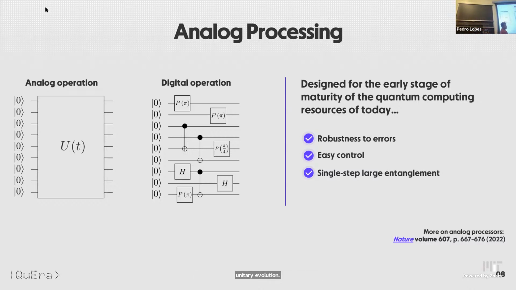This gives rise to a different mode of operating quantum computers, which is this thing called analog operation. Analog operation here means having one large gate that controls all qubits at the same time, right? And that you can control continuously in time. You don't need to discretize it, okay?